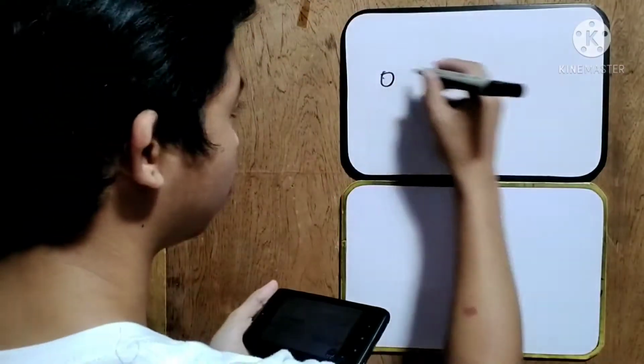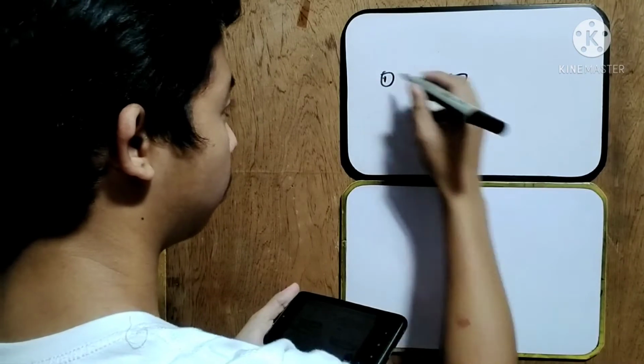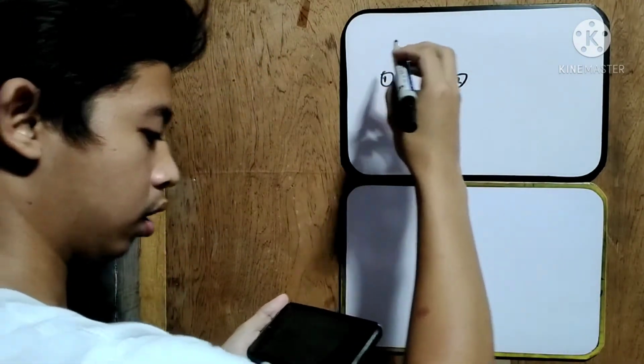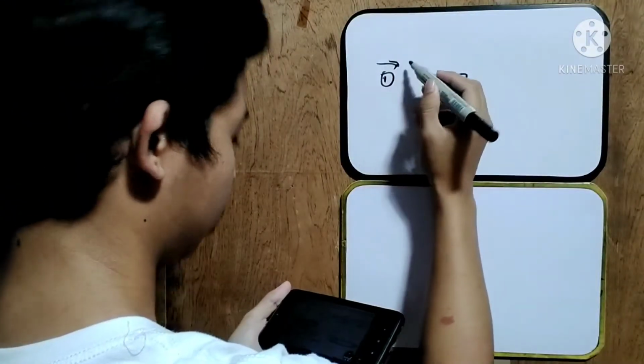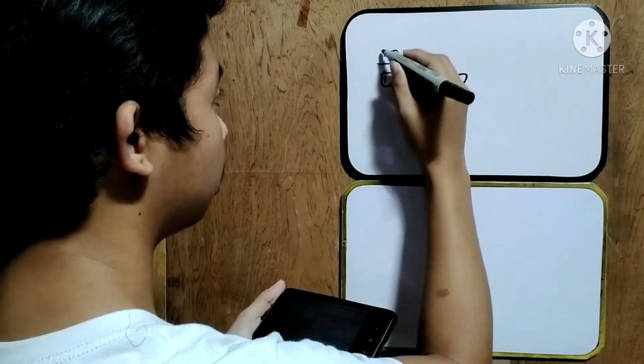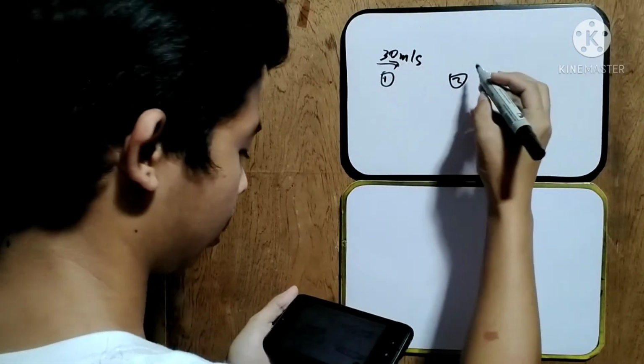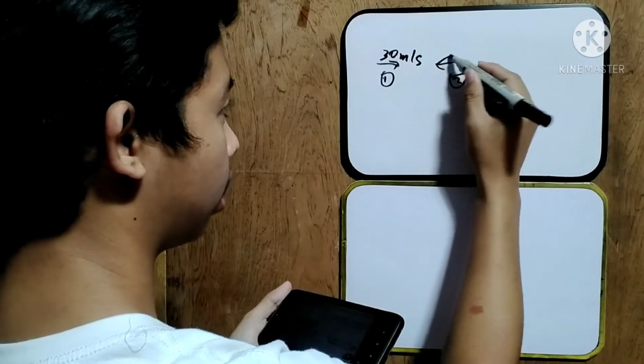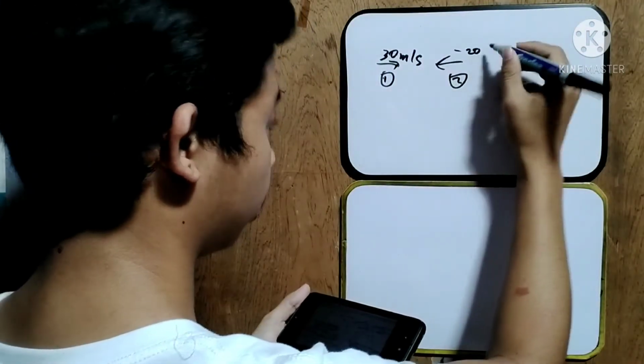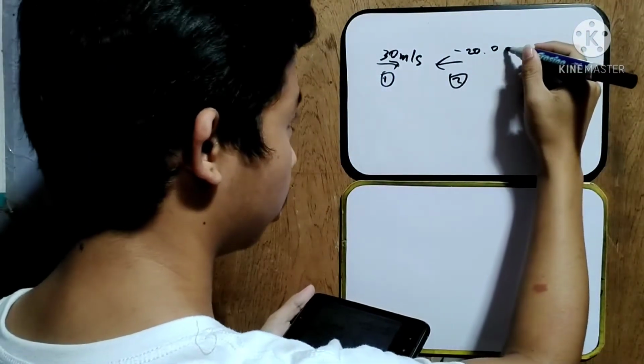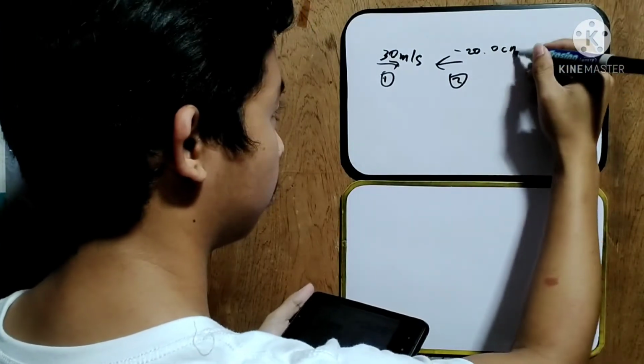So, yung two balls, ball 1, ball 2, yung initial velocity ng ball 1 which is 30 centimeters per second, and yung ball 2 naman negative 20 centimeters per second.